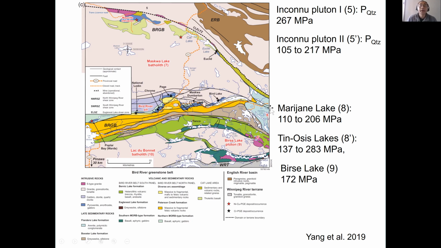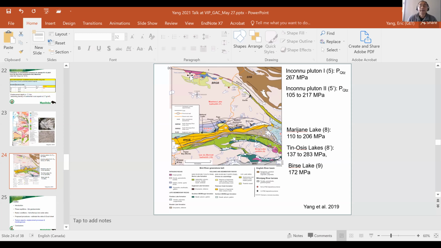I show you here, I just show a small part. This is in the terrane boundaries. You can see Pluton 5 is actually the TTG suites, and in between is the English River and Bird River greenstone belt, which has S-type granites. Actually, all the felsic S-type granites crystallized at pretty low pressure, up to 217 MPa, and the others are the same. I mean, very similar, very low.